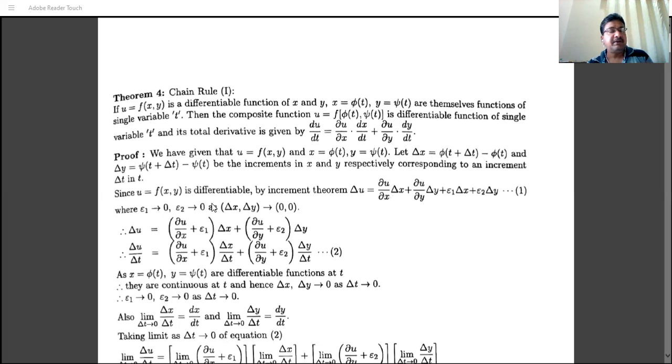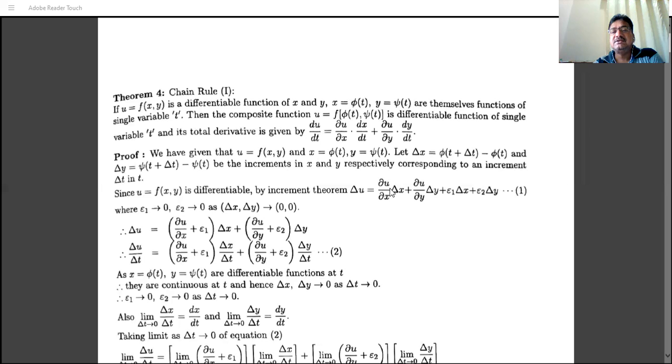So as u is a differentiable function, delta f or delta u is expressed in this form: h, meaning delta x, times f_x, the partial derivative of f with respect to x. Here the notation for f is u. So ∂u/∂x plus delta y, meaning k, times ∂u/∂y, f_y. Then plus h times phi(h,k), whose notation is epsilon 1, and the notation for psi is epsilon 2, k times psi(h,k), okay? Where epsilon 1 and epsilon 2, that is phi and psi, tend to 0 as (h,k) tends to (0,0), that is (delta x, delta y) tends to (0,0). So this is actually the definition of a differentiable function.